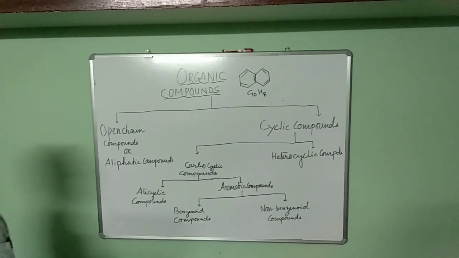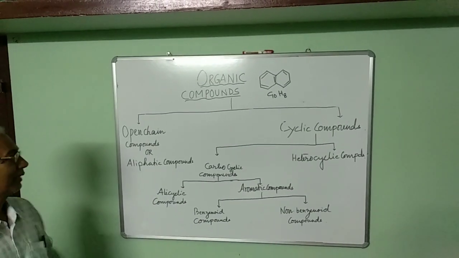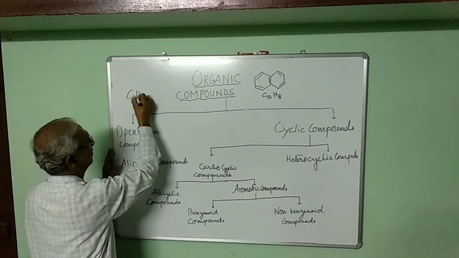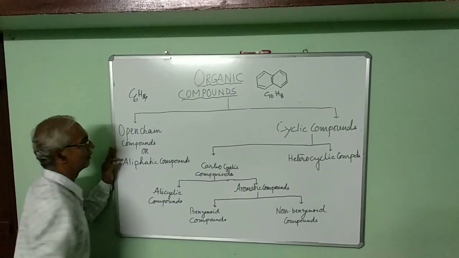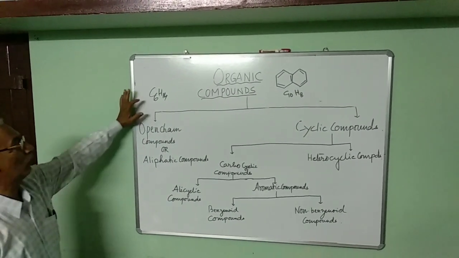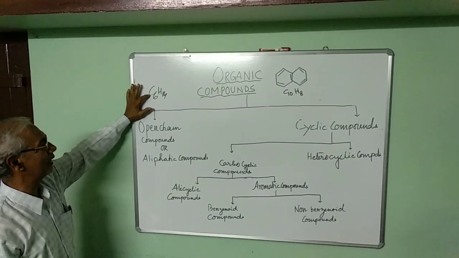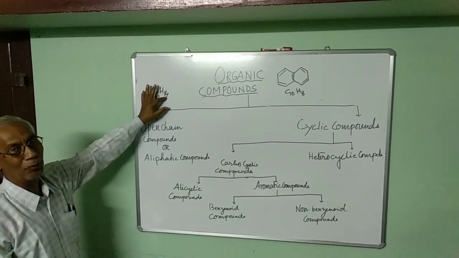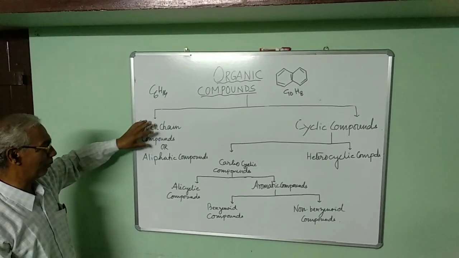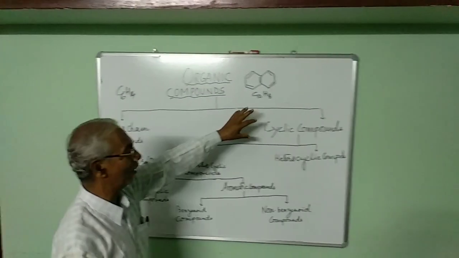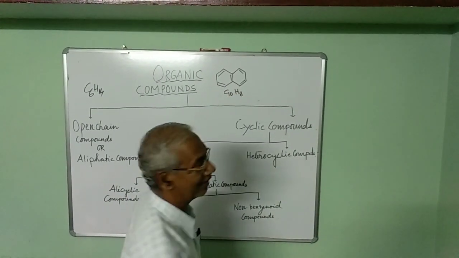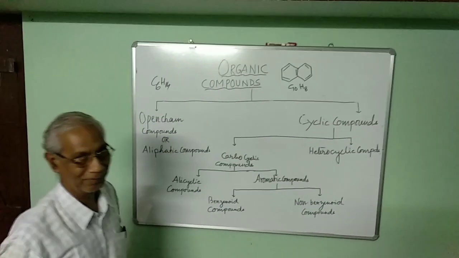Now you see, the very interesting thing is that in this case, the example is C6H14, that is hexane. With the number of carbon atoms, the number of hydrogen atoms becomes more, in case of open chain compounds or aliphatic compounds. In case of cyclic compounds, here the number of hydrogen is less.